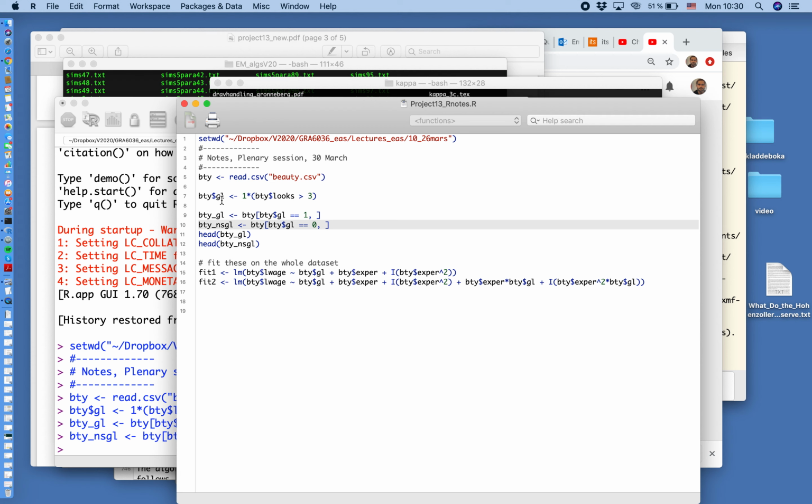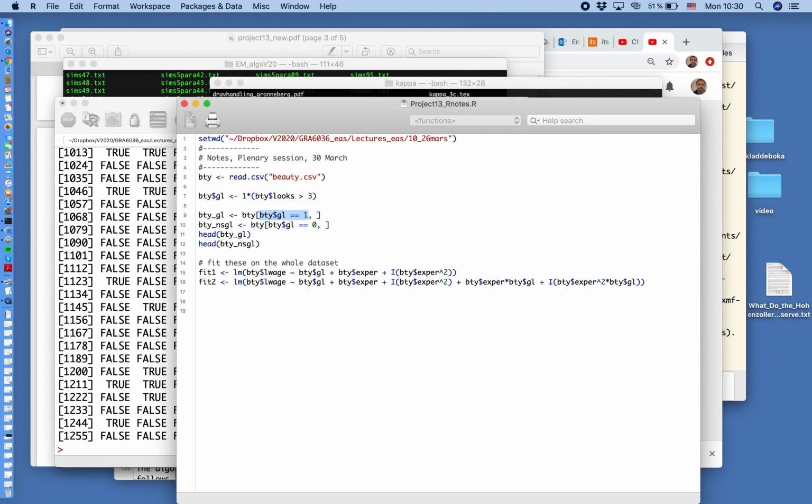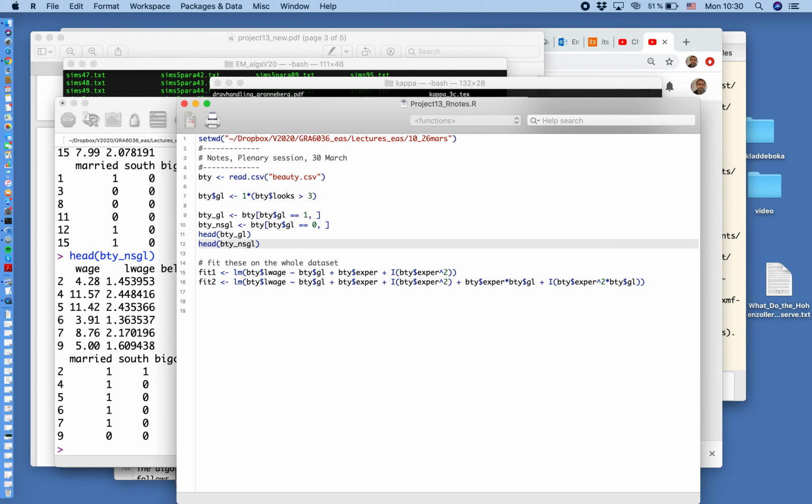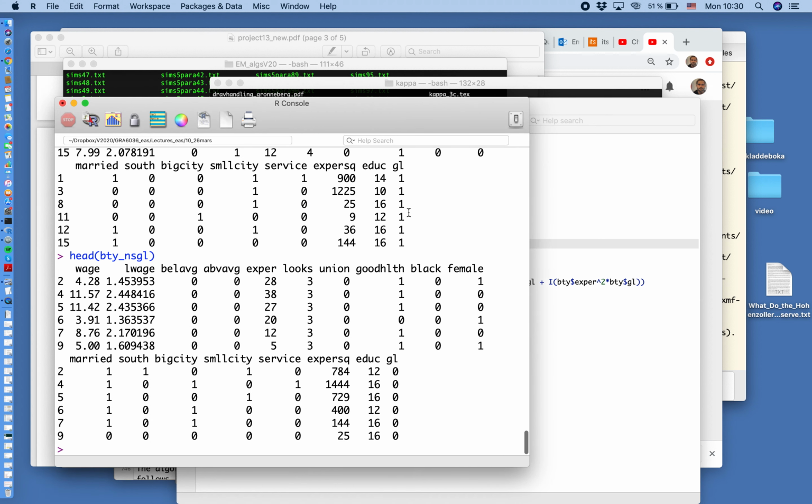Notice how we use this variable here, set it equal to 1. So this will be a true-false vector. So this takes the value true if the person's looks assessed is smaller than or equal to 3. Remember the comma here because this is a data frame, so it has 2 dimensions, rows and columns. So we can have a look at both these data sets. We see that in the first one, GL is equal to 1 for all the individuals in this data set and equal to 0 here.